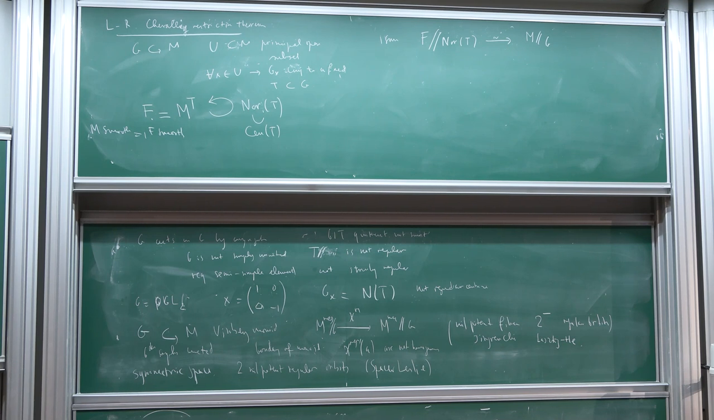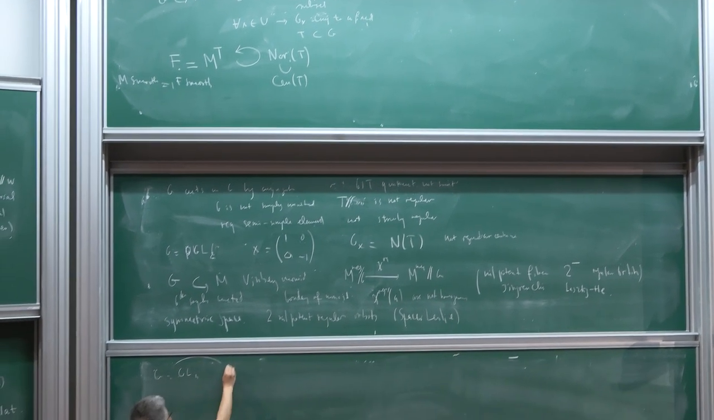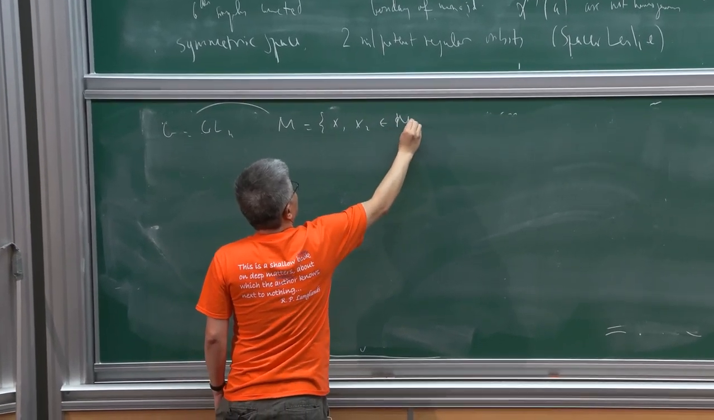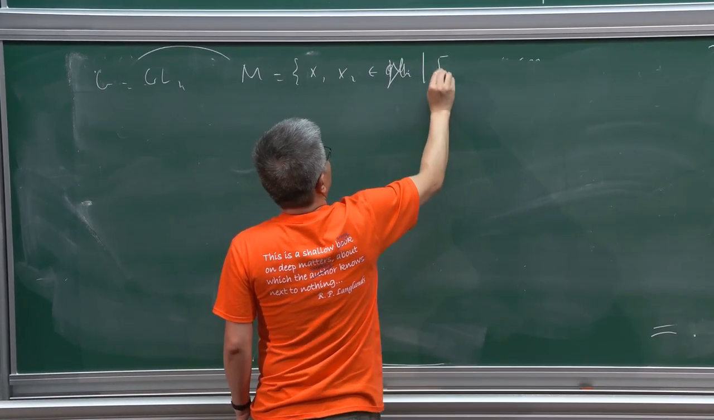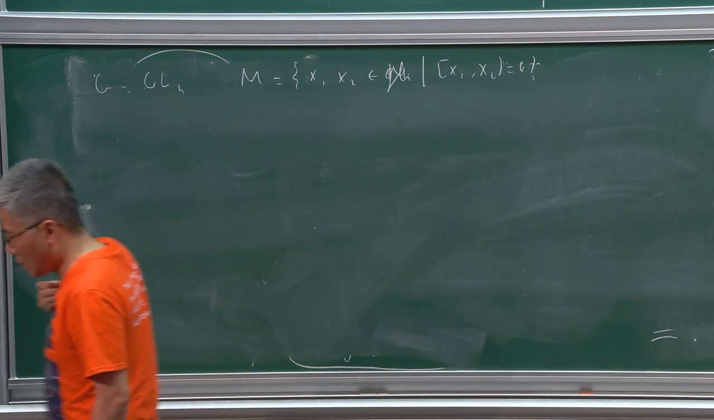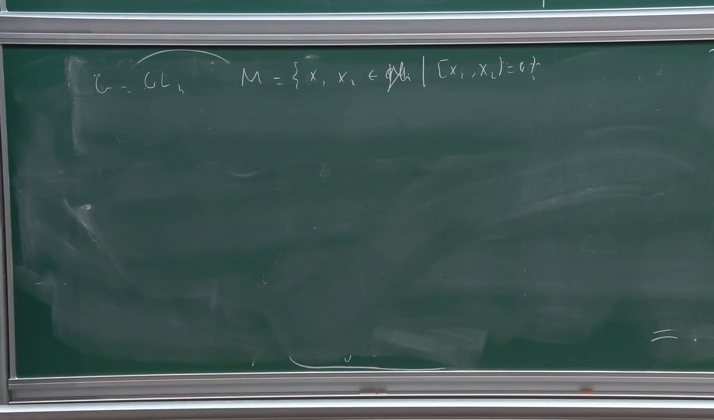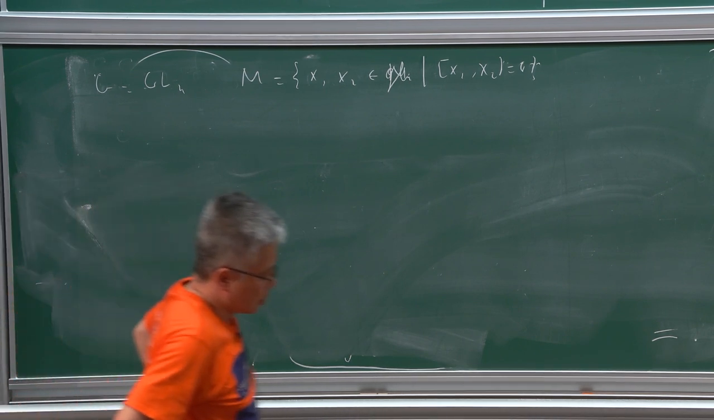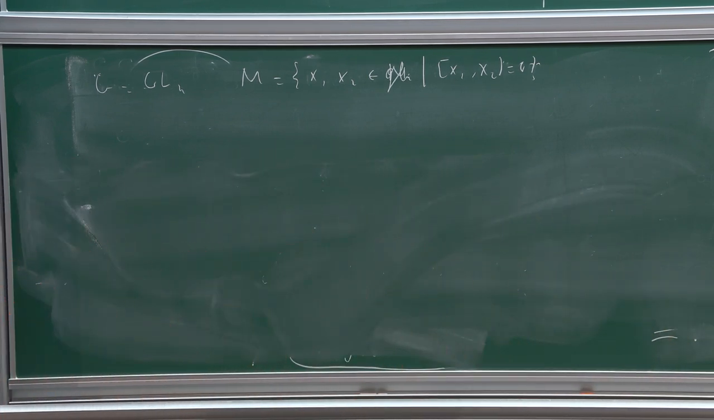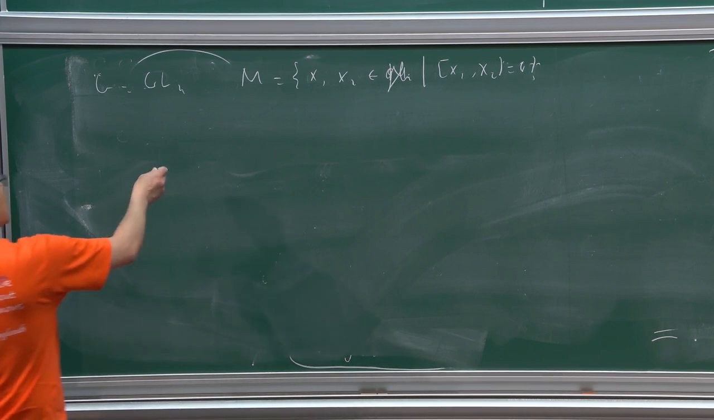Okay. So in this case, let's look at this case of G, it should be GL_n, and M to be x1, x2 in the space of matrices gl_n, such that x1, x2 equal to 0. Right. And in this case, you are basically having the x1.